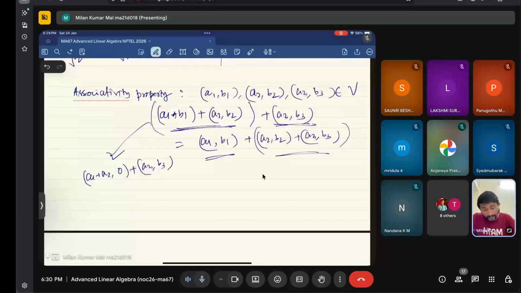Now the second question is that additive inverse does not exist. What is additive inverse? Additive inverse means additive inverse.